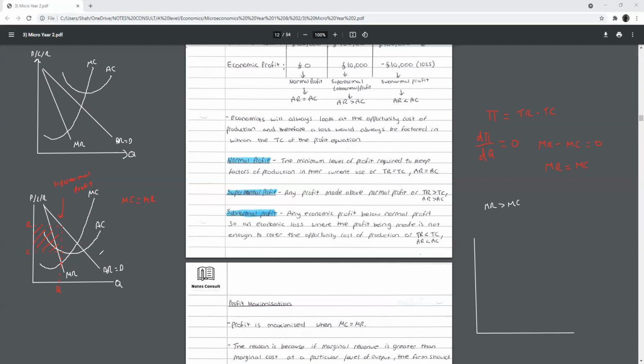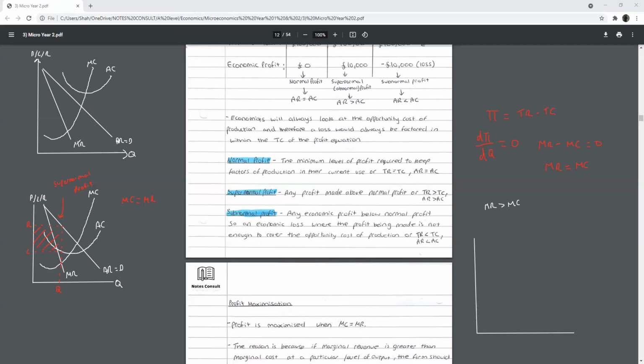But depending on where you draw your AC, that's going to determine what profits you're going to show. I drew my AC below AR before. That's why I could show supernormal profits. So now here, I'm drawing my AC above AR. So this is going to show subnormal profits, which is negative profits, making a loss.